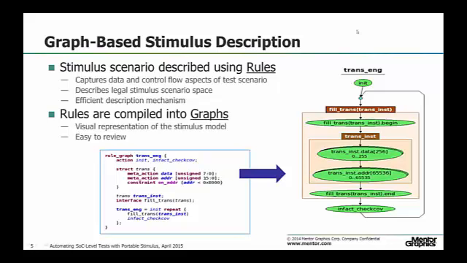It is easy to review and share between different domain experts such as verification engineers and software engineers. It's not specific to a certain language or domain, so it enables a high degree of horizontal reuse in that respect.